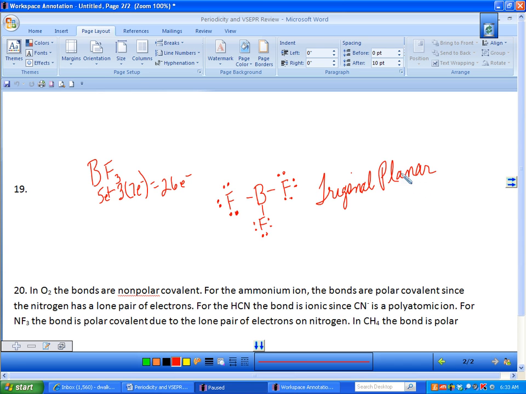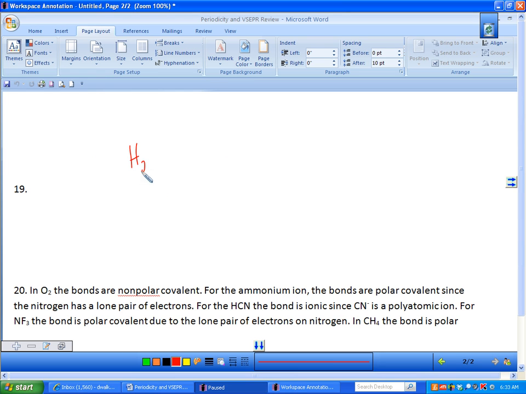All right. Then my H2Se. Selenium is Se, and it has 6 electrons. And then I have 2 hydrogens, each of them with 1 electron, for a total of 8. So I have Se in the middle, an H here, an H here. So I have 2 lone pairs and 2 bonds. So that tells me that it is a bent molecule, and my angle is 109.5.